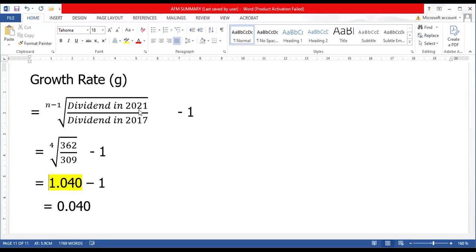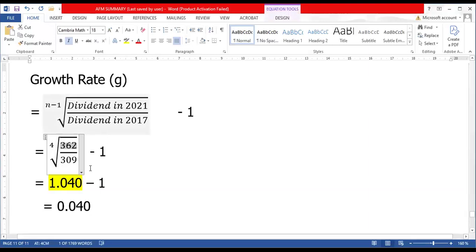Those who didn't see the root can use power 1/4. You open a bracket, 362 over 309, close bracket, then power, open bracket 1/4 close bracket, then equals. Yes, that can also work. So that's how you get it.